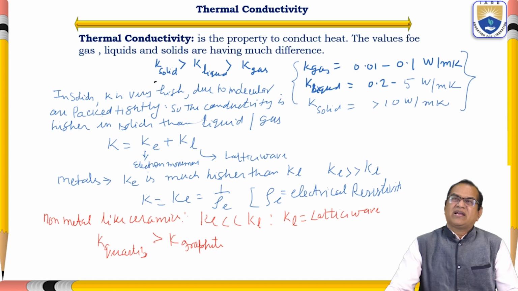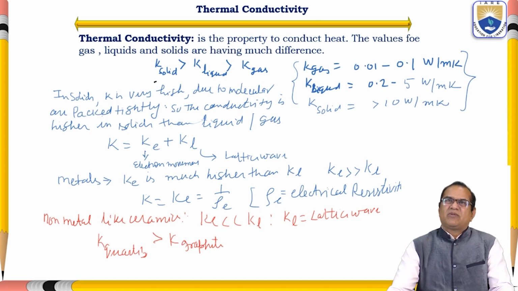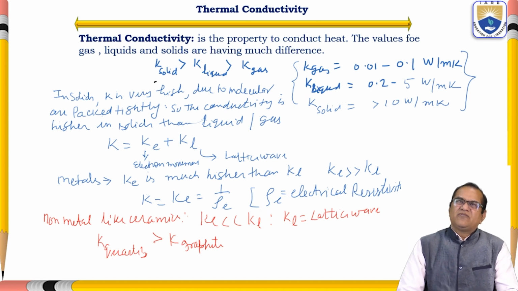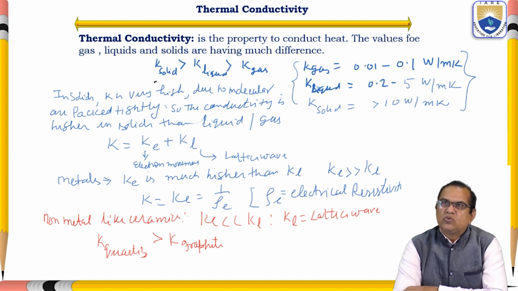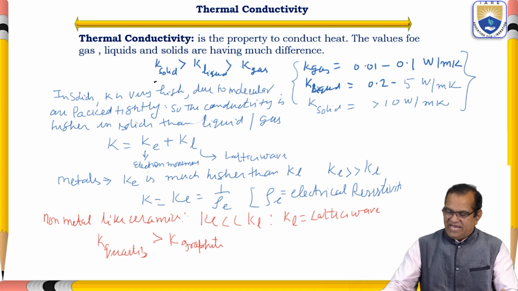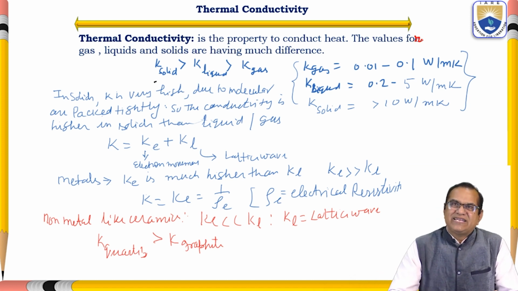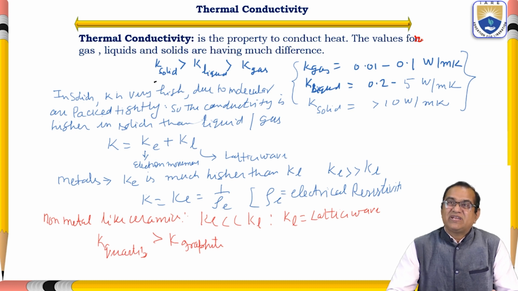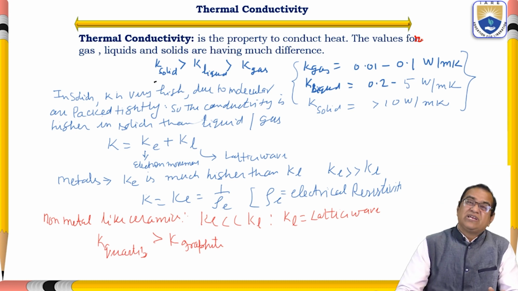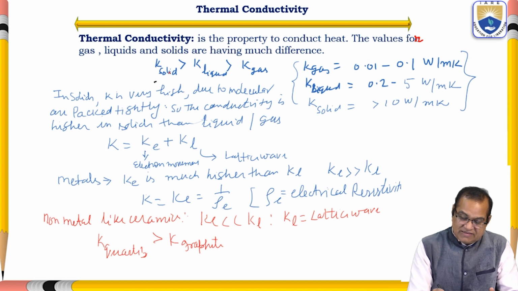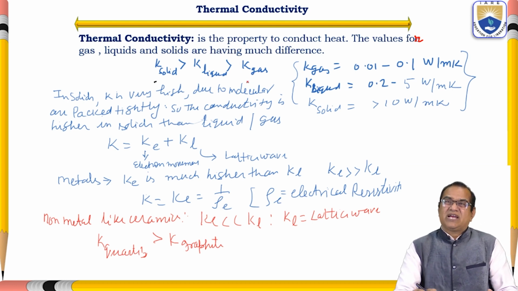So now, thermal conductivity. What is thermal conductivity? Thermal conductivity is the property to conduct heat. The values for gas, liquid and solids are very different. So the thermal conductivity K of a solid is much greater than K of a liquid, and the liquid and the solids are much greater than the thermal conductivity of the gas.